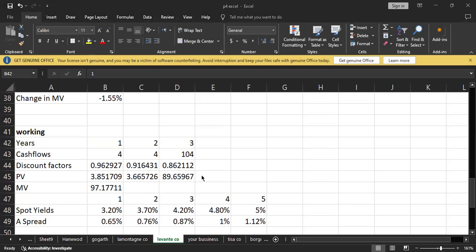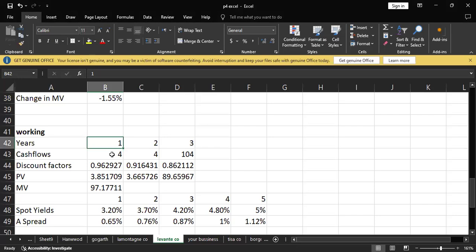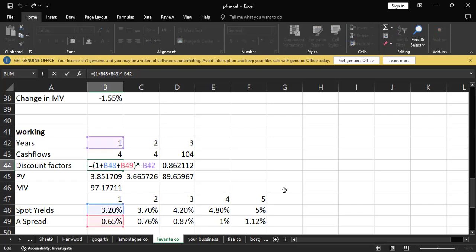So the lifespan was 3 years. The coupon is 4. So every year you will take the 4, and in the last year we are taking the interest plus redemption value. Now in this question, the examiner has given you the spot yield and the spread. So how are we computing the discount factors? Now try to understand. See, what is the formula?